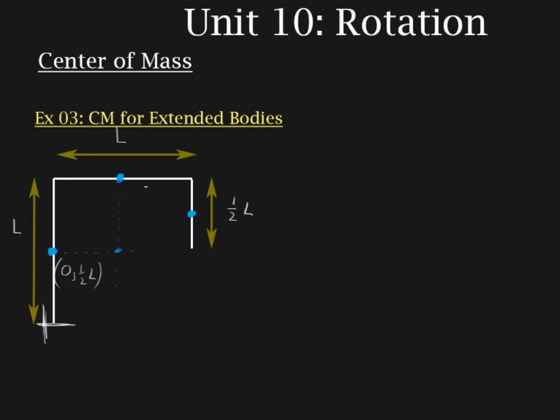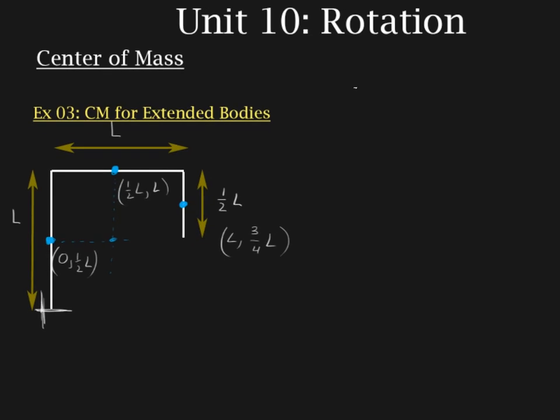The location for this center of mass is going to be 1/2 L, comma L, and then the location for this chunk of the center of mass is going to be L, comma 3/4 L. Okay, so this is going to add a little layer of complexity. All right, then now that we have our coordinate pairs, let's set up our equation starting with the x dimension.